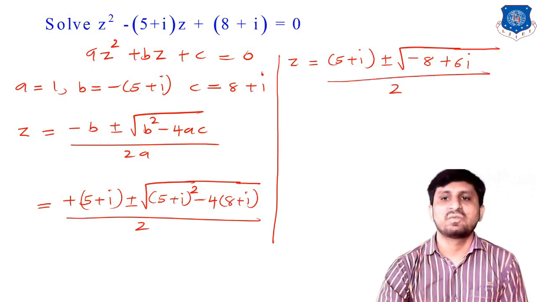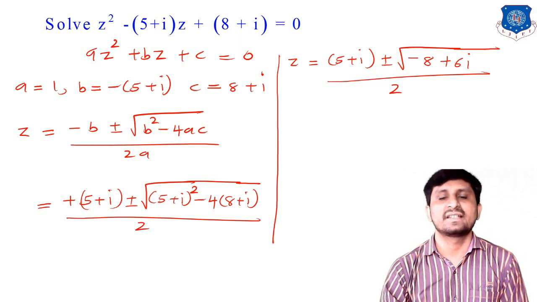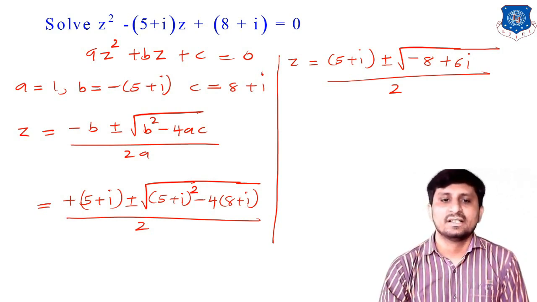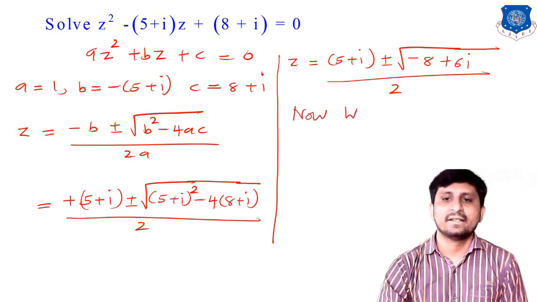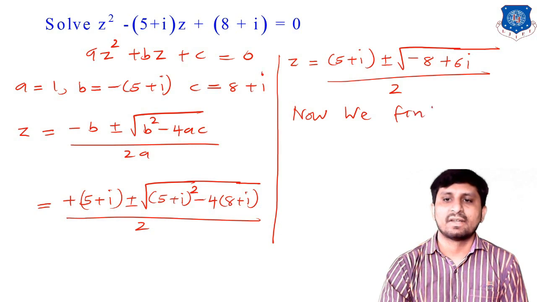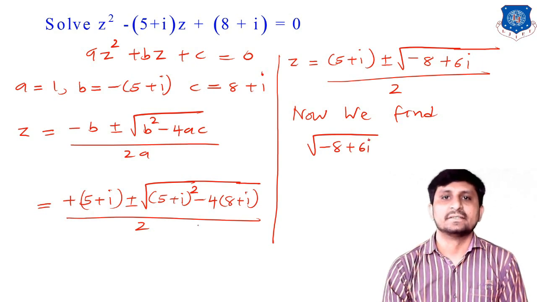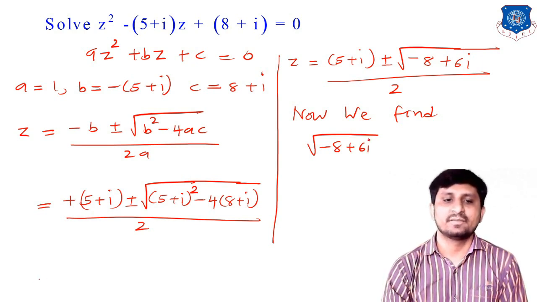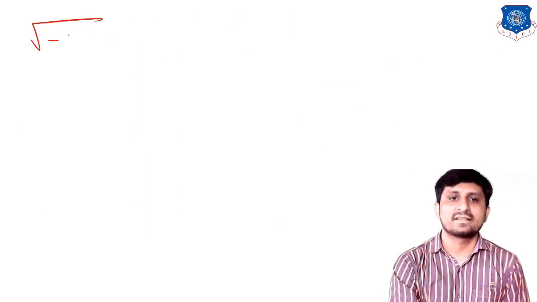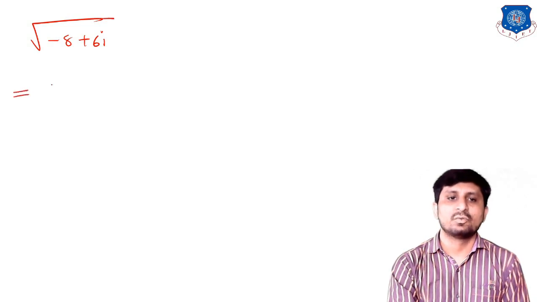And now I want to find the value of square root of minus 8 plus 6i using the previous formula. So what is my next target? We find the square root of minus 8 plus 6i.